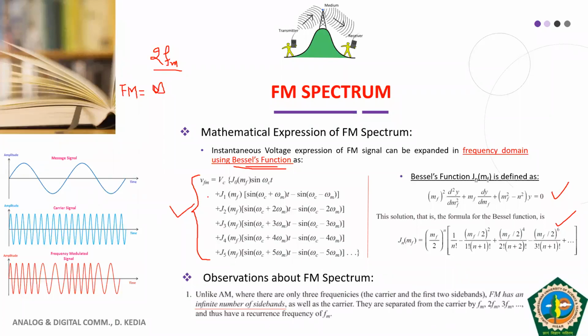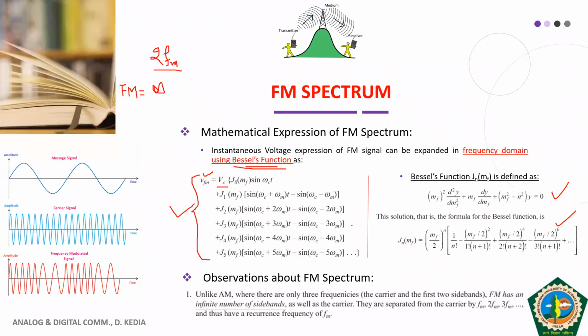Here you can observe that this instantaneous value of the FM signal has been expanded in terms of Bessel function. Here Vc is the amplitude of the carrier, and the rest of the terms have been represented in the form of Bessel coefficients. So here J0, J1, J2, J3, J4, J5, and so on, all these are Bessel coefficients.